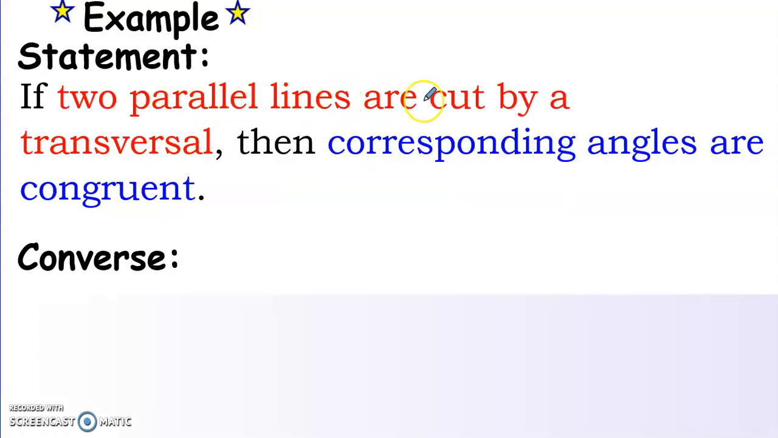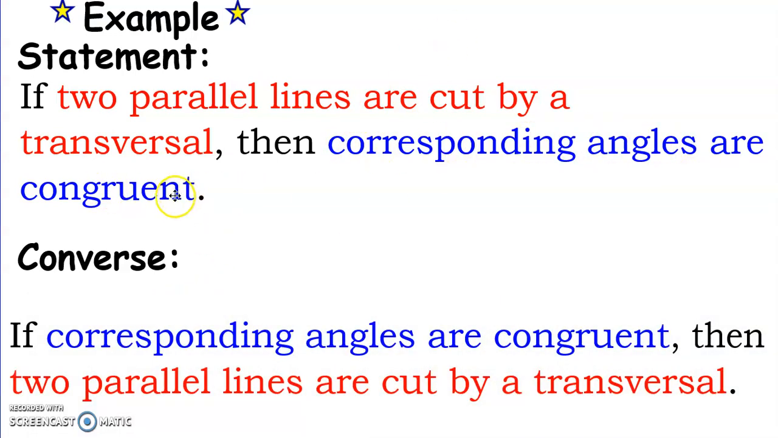If two parallel lines are cut by a transversal, then corresponding angles are congruent. And this is what we're going to look at further today. The converse says that if corresponding angles are congruent, then the two lines cut by the transversal are parallel. So I just switched my hypothesis and conclusion. And that is true. And that's what we're going to learn today.